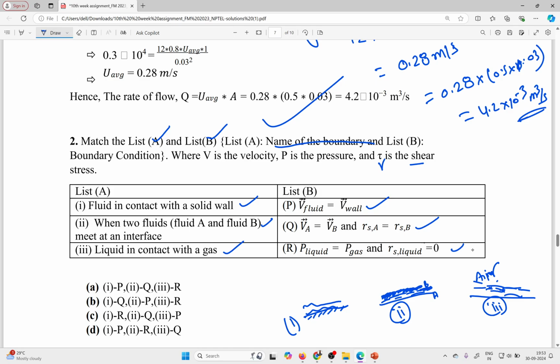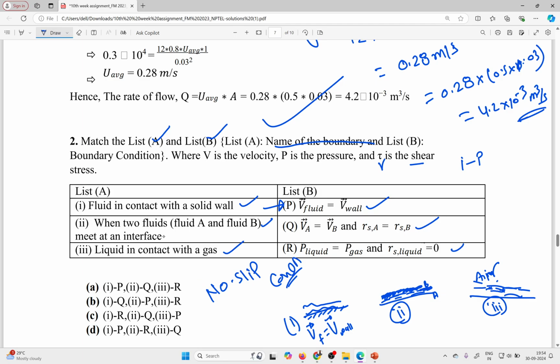So you know already from the boundary condition, that is the no slip condition. No slip condition, it means what? When your fluid is in contact with any solid, your fluid velocity will be 0. So it means that the velocity of fluid is nothing but the velocity of wall. So this is the meaning here. So your first is linked with P. For first, your correct answer will be P.